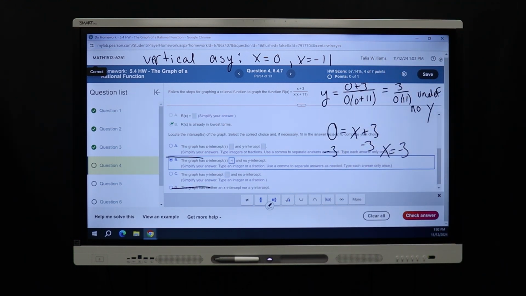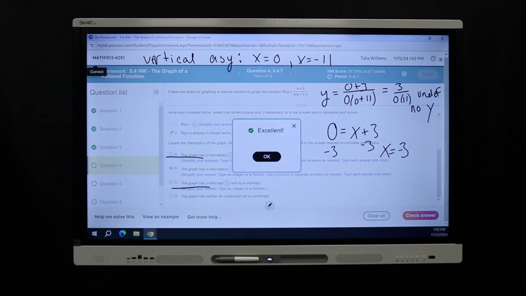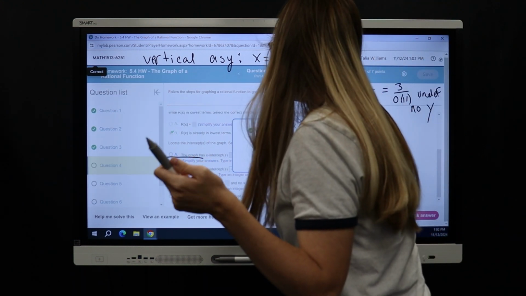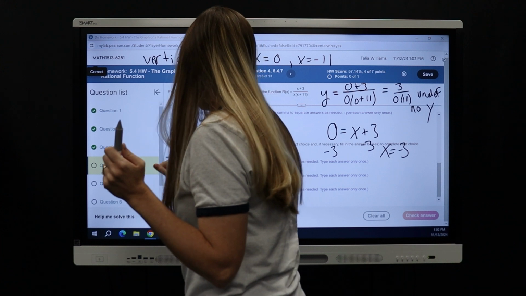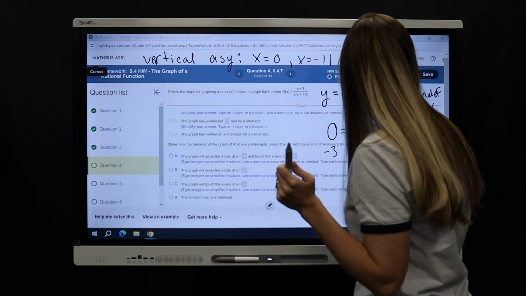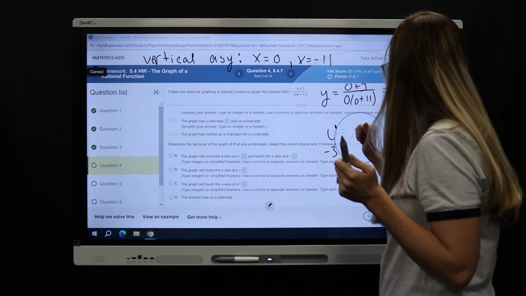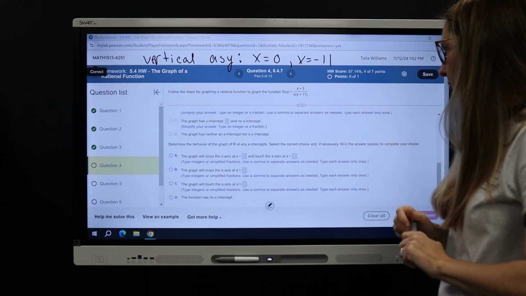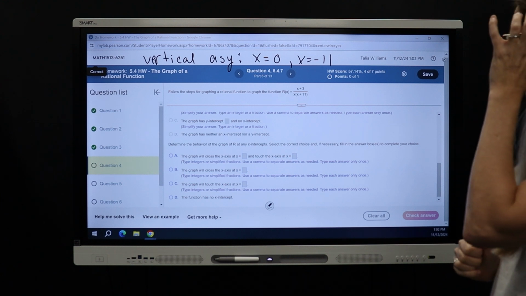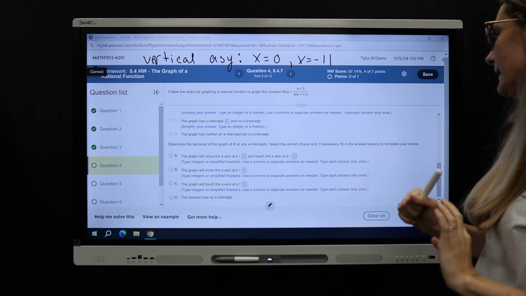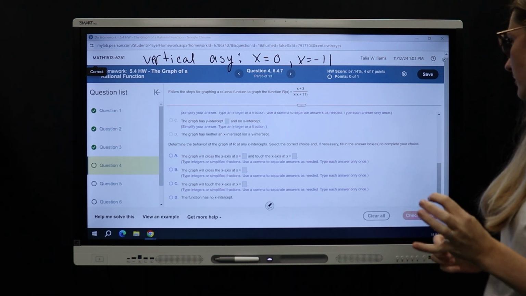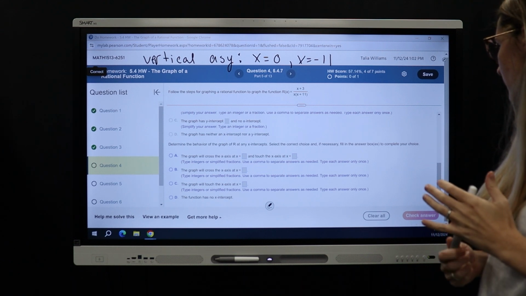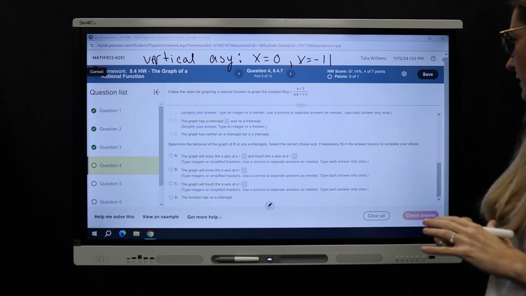And how do they want it? Integers, so just that. I do believe on this you really have to pay attention to how they want you to type your answers in, because I feel like somewhere they want an ordered pair. Determine the behavior of the graph of R at any x-intercepts. Select the correct choice, and if necessary, fill in the answer boxes to complete your choice.